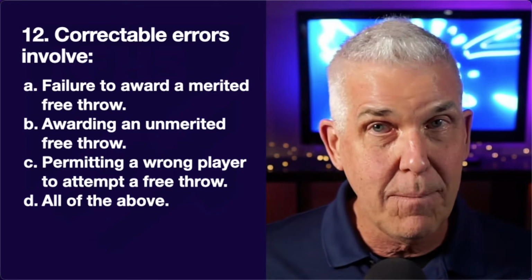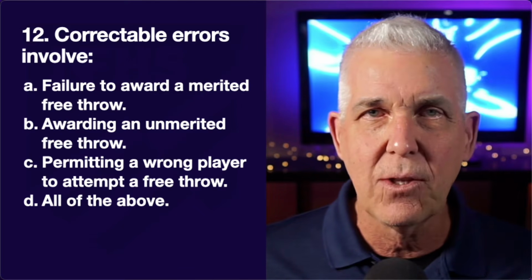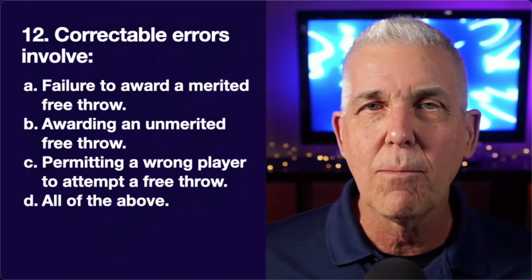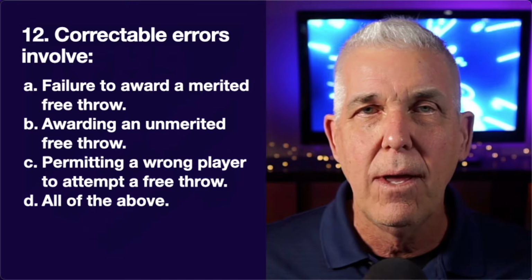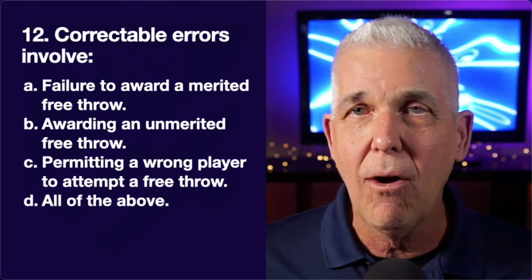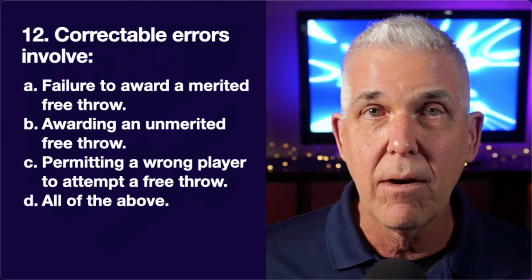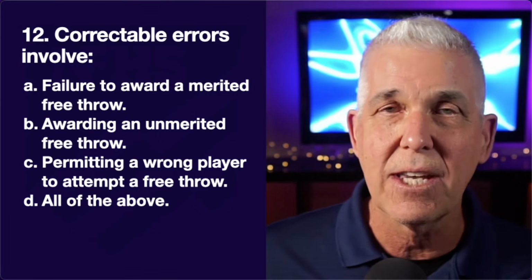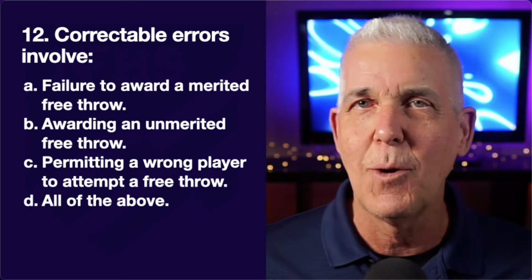B, awarding an unmerited free throw is absolutely one as well. Permitting a wrong player to attempt a free throw as well. So the correct answer here would be D. All of the above are correctable errors. Okay, that's what we're going with.